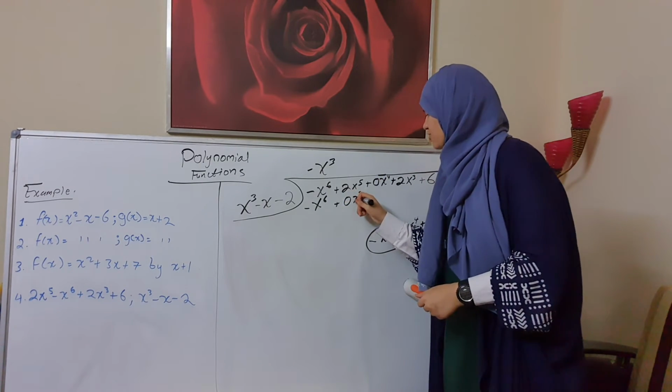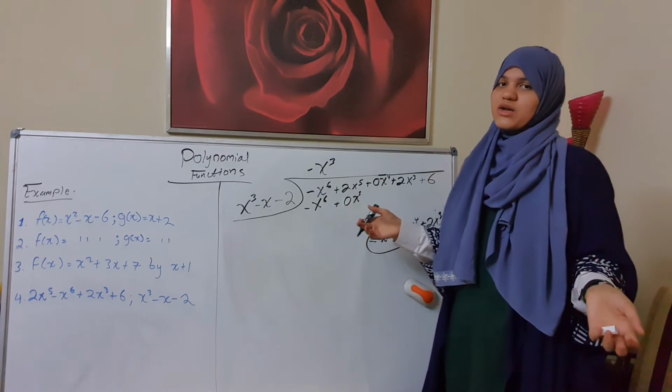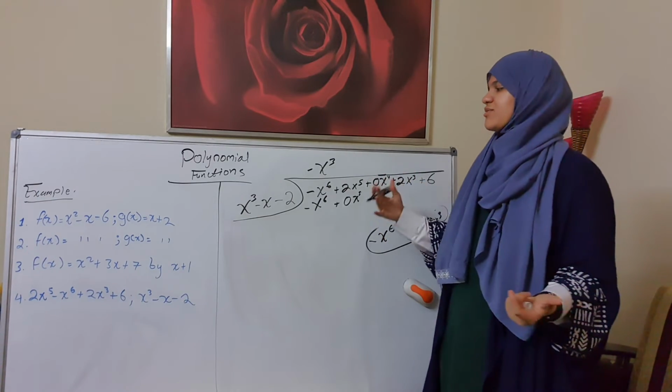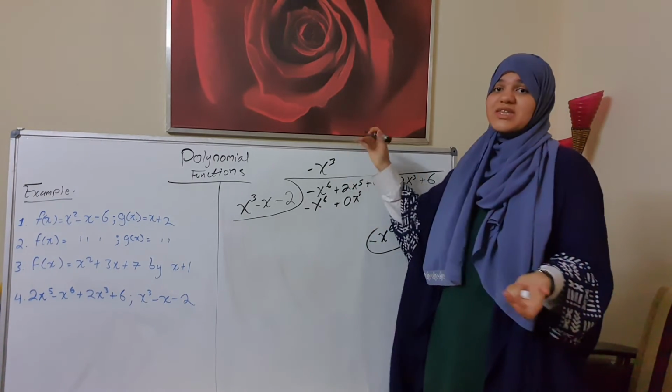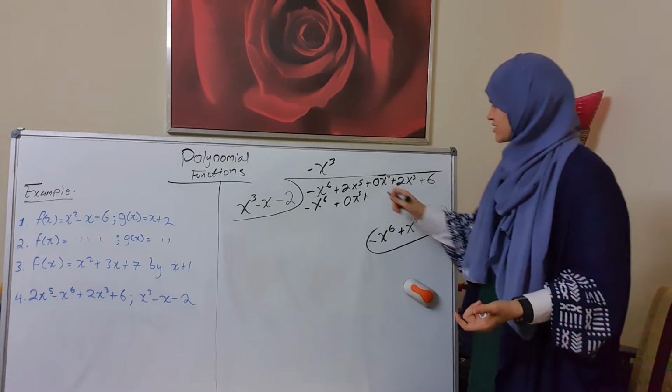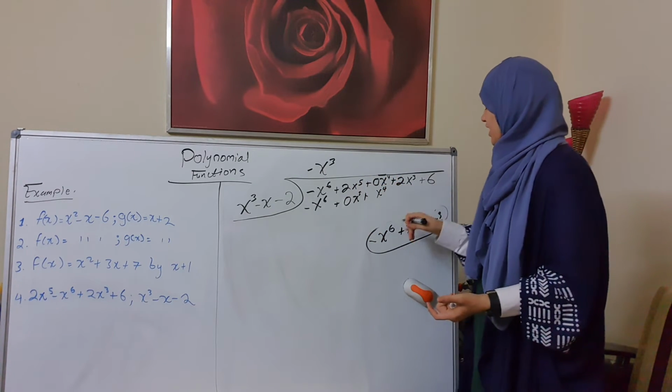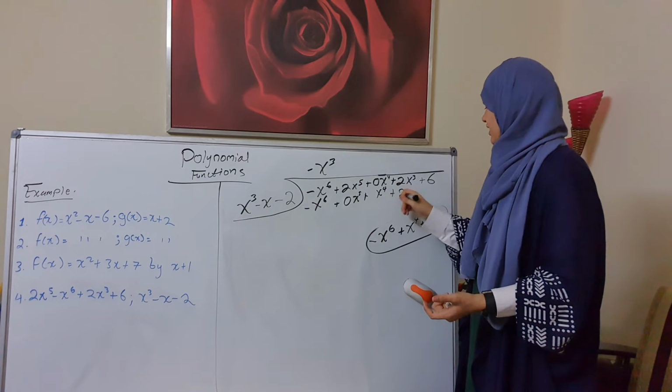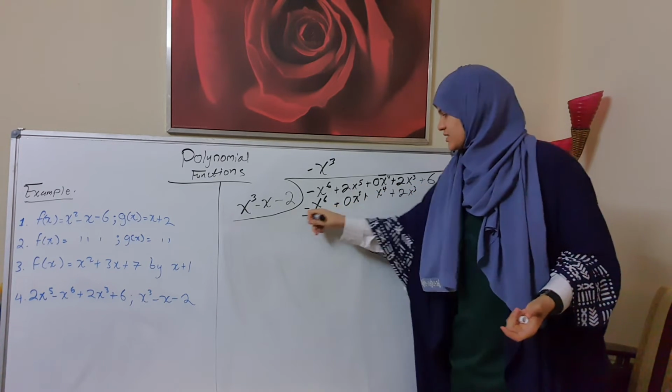Because we don't get x to the power of 5 after multiplying. We know the question, but we didn't get x to the power of 5. But we get x to the power of 4, which is what? x to the power of 4 only. And then plus 2x to the power of 3, right?